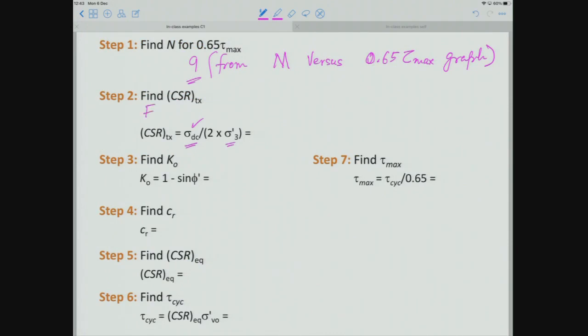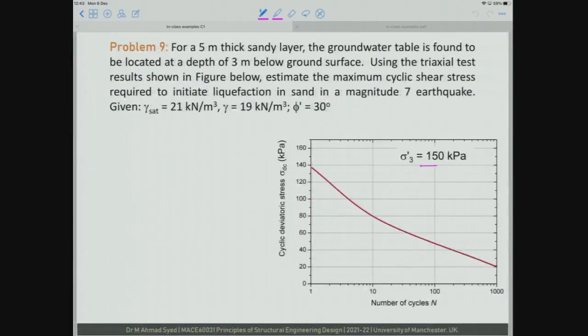9 is from here. Sigma dc is 80 kPa. So if I put it back over here, this is 80 divided by twice 150. 150 is this one, and this is 0.267.